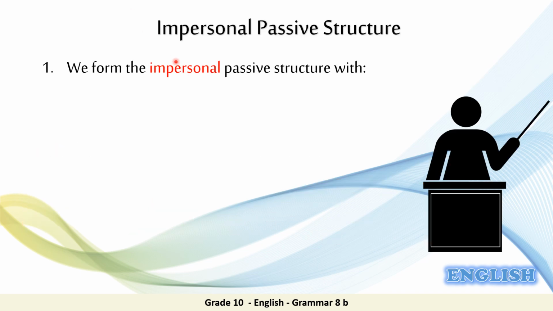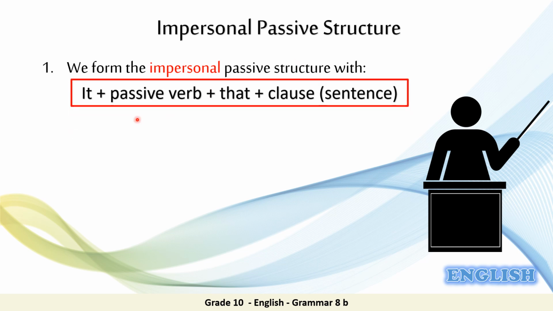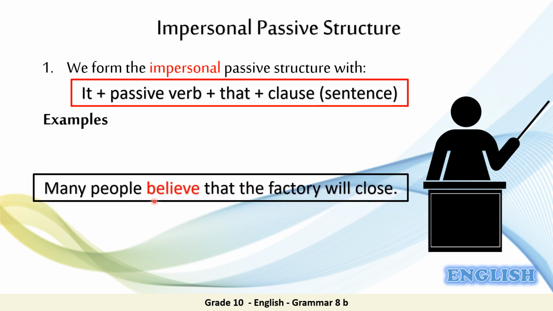And now let's find out how to form the impersonal passive structure. We form the impersonal passive structure by following this rule. We always start with it, so we place it as the subject, then the passive verb, then that, and the clause or the sentence. Let's take an example. Many people believe that the factory will close.